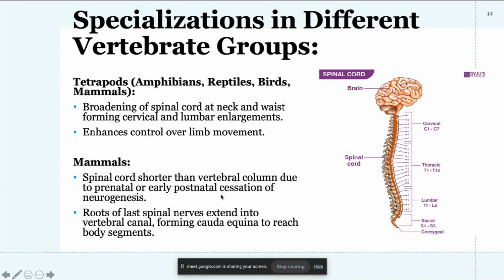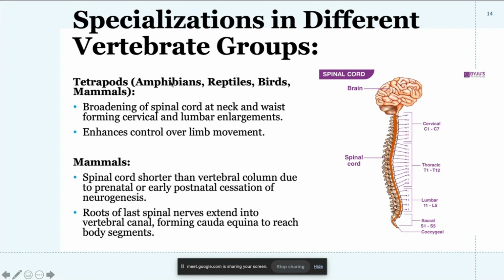Mammals have a spinal cord which is shorter than the vertebral column. This happens because of an early stopping of neurogenesis. Neurogenesis, which is the formation of the nerves, will stop at an early point, and when it stops, the spinal cord will also abruptly stop too. That's why it's not matching completely with the vertebral column.